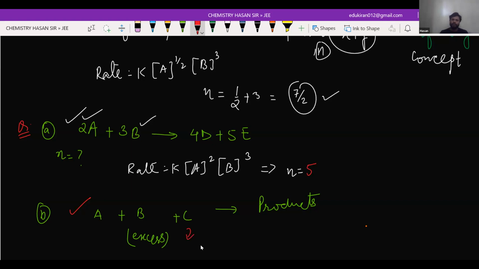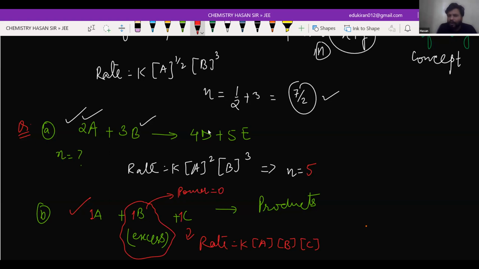So if you're going for this, rate is equal to K into A raised to the power 1, B, I'm going to write it as it is, and C raised to the power 1. As you can see, this is 1 and this is also 1. Always remember that whenever something is in excess, the power will be 0. Basically, it won't affect.